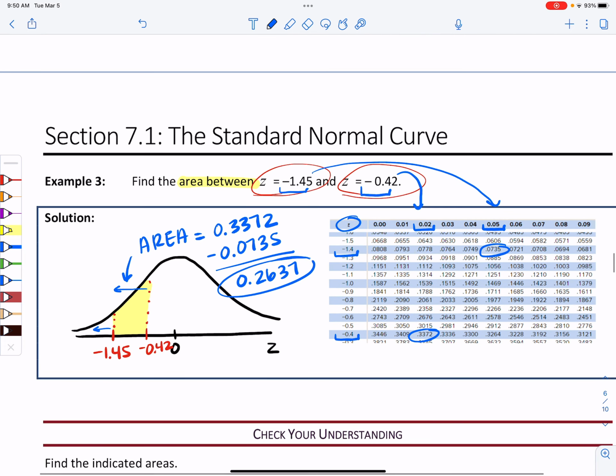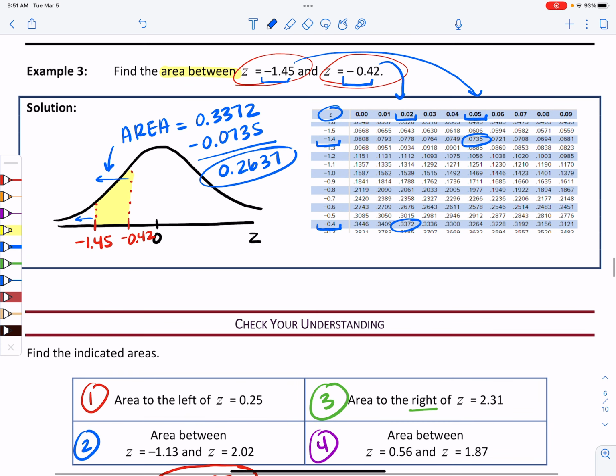So if you need the area to the left, all you have to do is look it up in your table. If you need the area to the right, you're going to look it up in the table, but then subtract from 1. And if you need the area between, you're going to look up both z-scores and then take larger area minus smaller area. Now, what I want you to do at this point is pause your video and try these next 4 on your own. You've got area left, area right, and area between. You'll need to use your table.